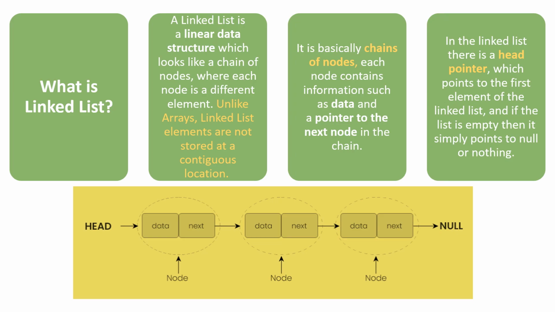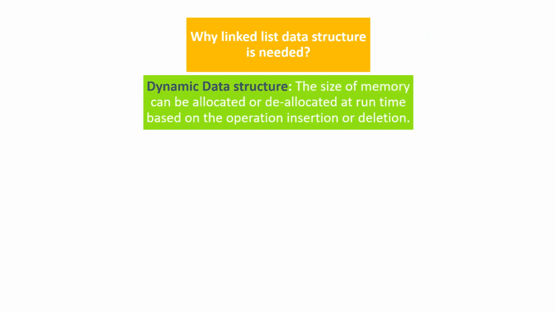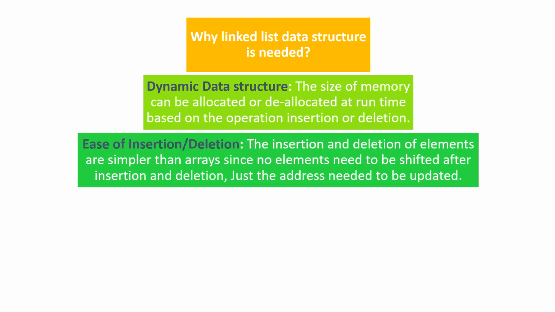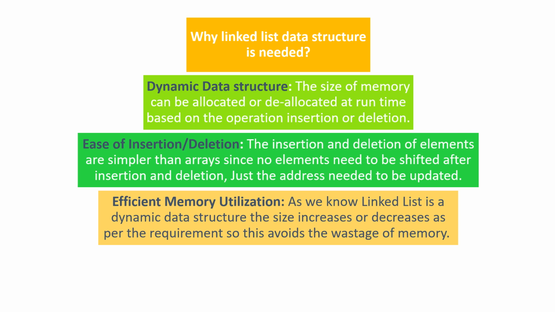Next, why is this data structure needed? It is a dynamic data structure, so the size of the memory can be allocated and deallocated at runtime based on the operation of insertion or deletion. And in a linked list, it is easy to insert or delete an element. It is simpler than arrays since no element needs to be shifted after insertion or deletion. Just the address needs to be updated. So we go for this linked list data structure.